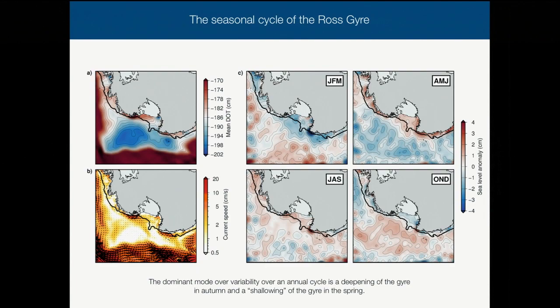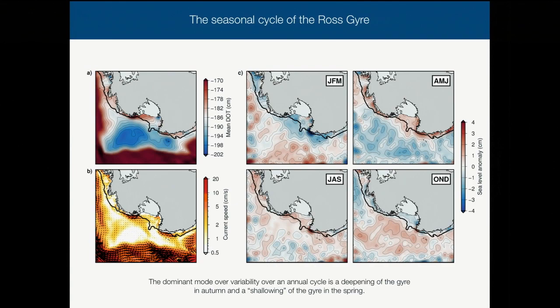You can see it's low sea surface height here, high sea surface height, indicating an eastward Antarctic slope current. And then what we're showing on the right-hand side here is the anomaly at 3 monthly scale from this mean picture. And so what you see, if you focus on these two panels here, is there's this large scale tilting back and forth of the sea surface height. So in particular, in the fall, the center of the gyre is anomalously low, and the coast is high, indicating a stronger gradient. And in the spring, that relaxes back.